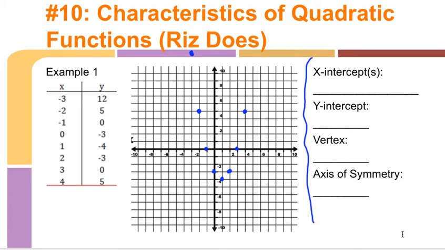So you'll notice that when you plot the points, and if you outline them from left to right, just like you read, it makes the shape of a parabola.